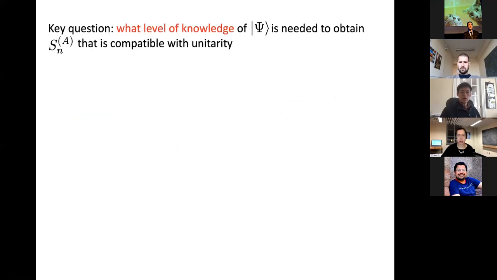So a key question here is what level of knowledge of your pure state is actually needed to obtain Renyi or entanglement entropy that is compatible with unitarity.